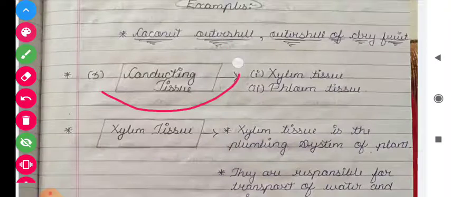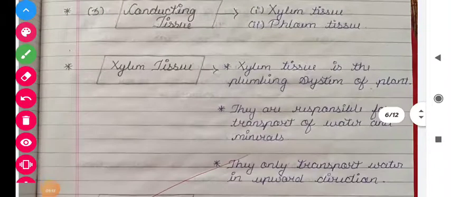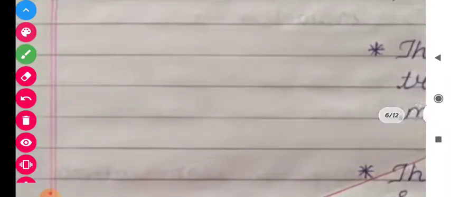Third one, conducting tissue. Conduction means the transportation of a substance from one place to another place. Okay, students? So, inside the plants, what are the materials that we need to transport from one place to another place? As we know, the plant is called a producer inside the ecosystem. Producer means the type of organism which prepares its own food.